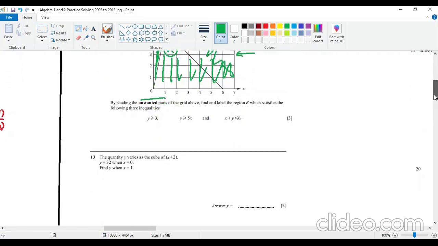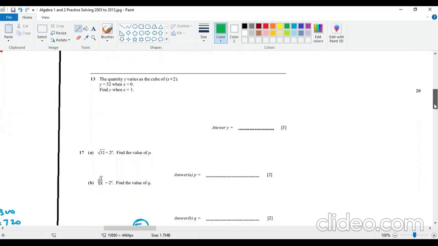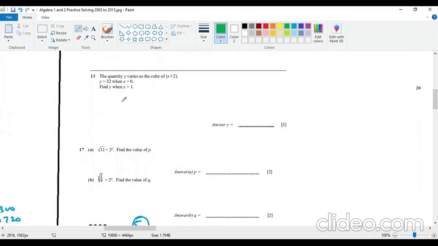Now moving on to the next one. The quantity y varies as the cube of x plus 2, until and unless it is inverse. That means it is directly proportional. That means y is directly proportional to the cube of x plus 2. Removing the sign of proportionality, I'll be using k times (x plus 2) cubed. So in the first part, we need to find out how much k is.